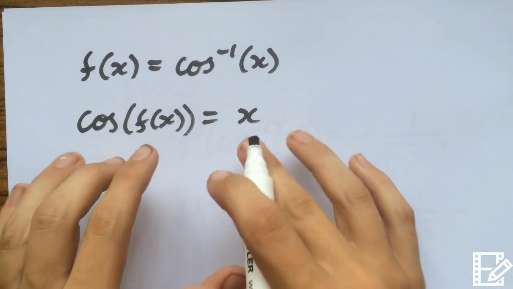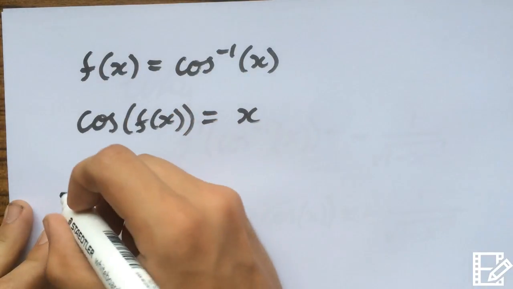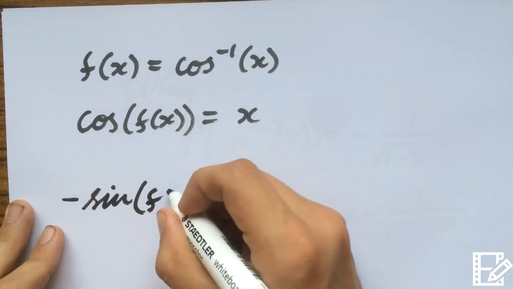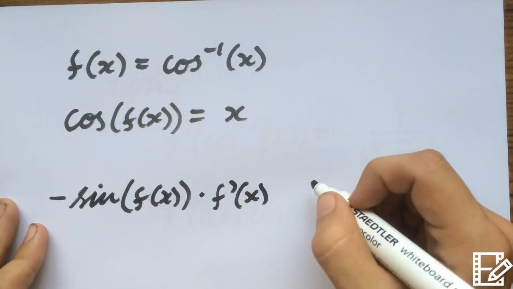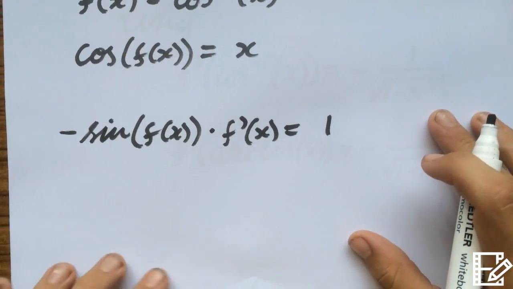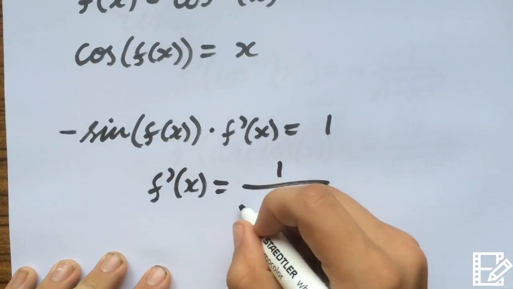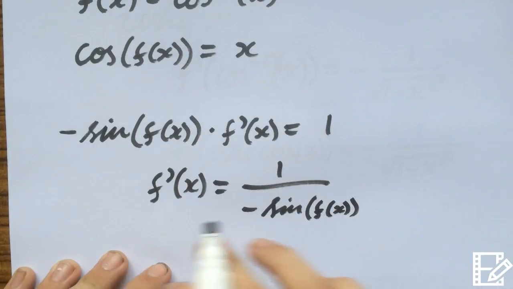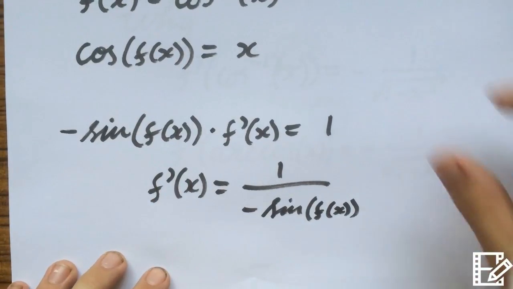Okay, so what I'm going to do now is find the derivative of either side. So the derivative of cos of a function, use the chain rule, derive the outside. Derivative of cosine is negative sine. Inside stays the same. And multiply by the derivative of the inside. Now the derivative of this side, x, is just 1. I'm going to rewrite this as f dash x equals 1 over negative sine fx. All I did there was divide both sides by negative sine fx, which gets rid of this side and divides it on this side.